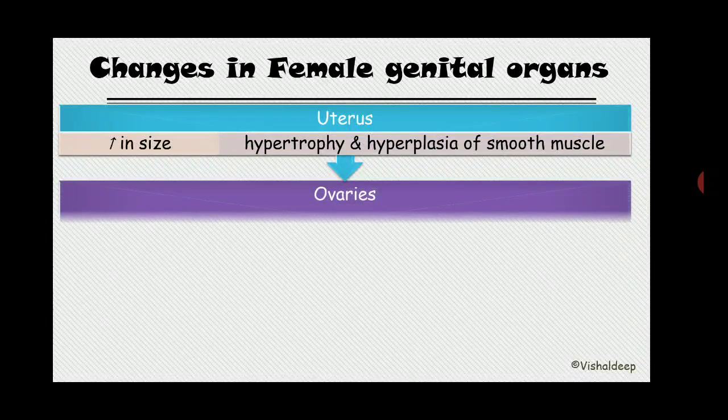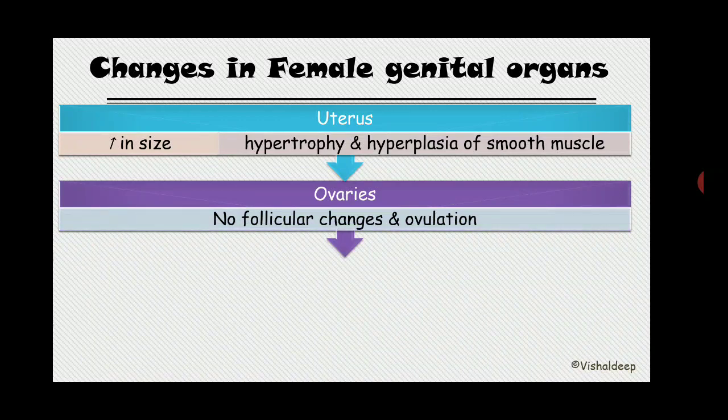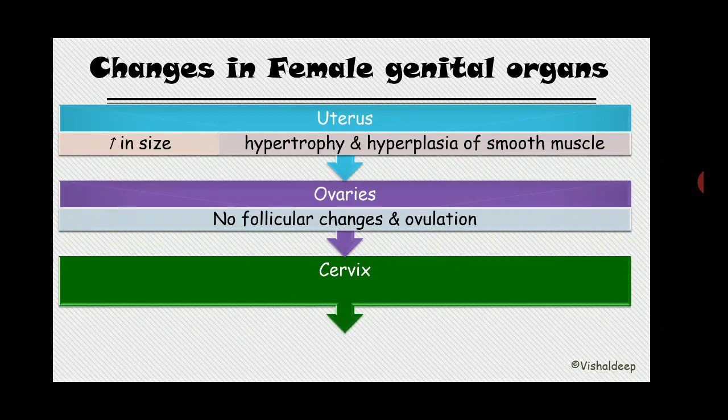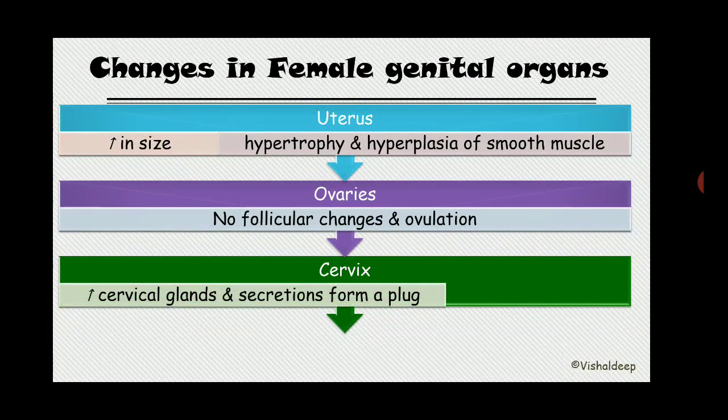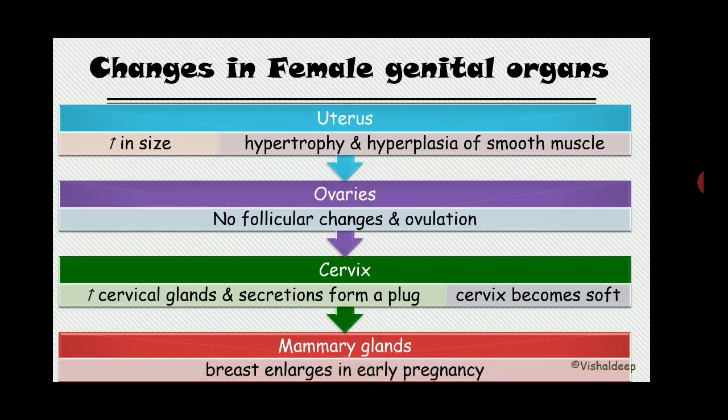Now what happens to the ovary? As far as the ovary is concerned, during the entire period of pregnancy no follicular changes take place, so basically no ovulation. And what about the cervix? During pregnancy we need to preserve the pregnancy, so we have to block the cervical canal. It increases cervical gland secretion and forms a plug that ultimately converts the uterine cavity into a closed cavity, and the cervix becomes soft. As far as the breast tissue, the mammary gland, is concerned, the breast is basically enlarged in early pregnancy.